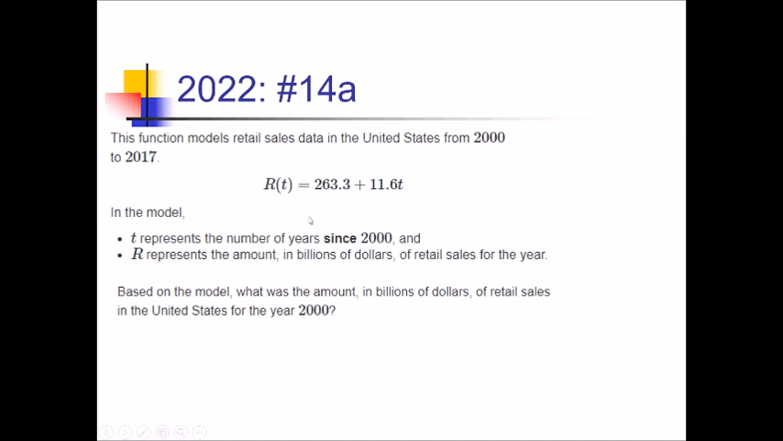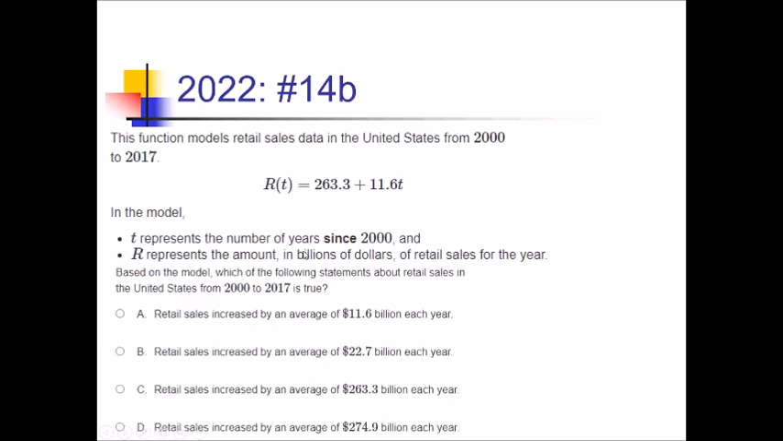Our first question, based on the model, what was the amount in billions of dollars of retail sales for the year 2000? Again, since T represents years after 2000, this is a value of 0 for T that we're plugging in. And then we just have to plug 0 into this function. So that's going to be 263.3 plus 11.6 times 0, which is just going to come out to 263.3. We just have to remember that that's in billions of dollars.